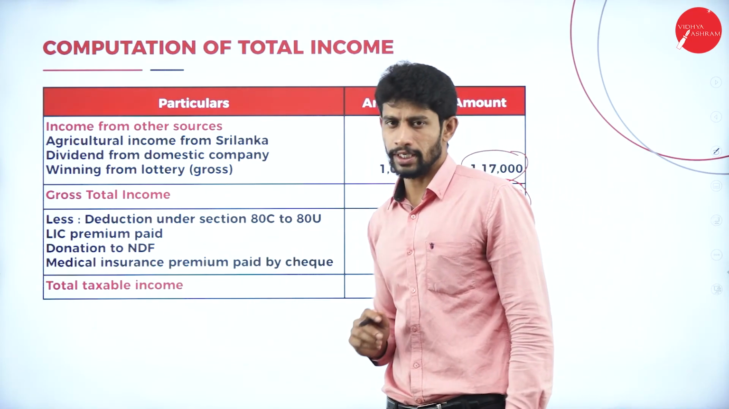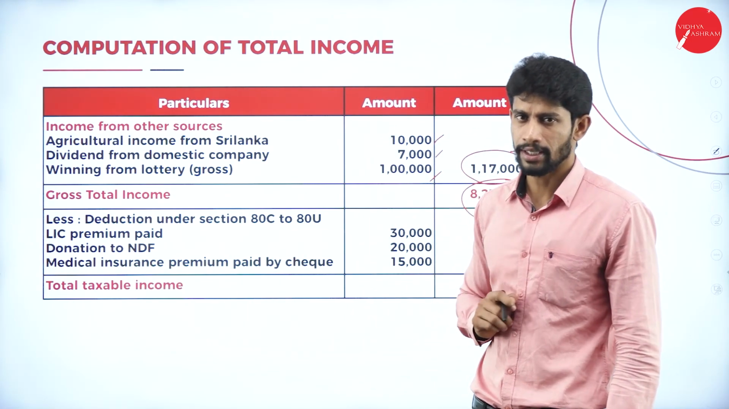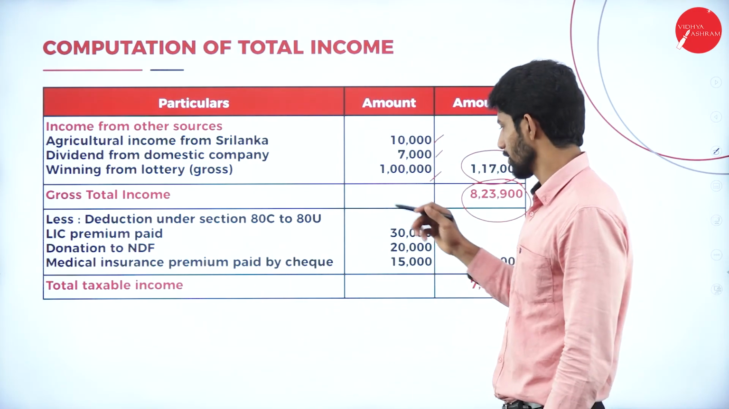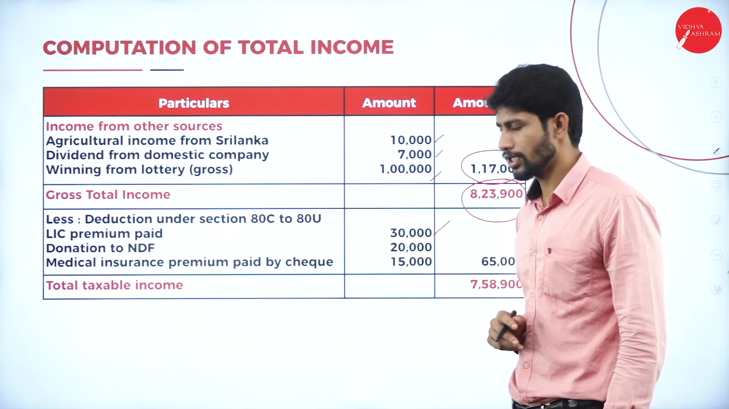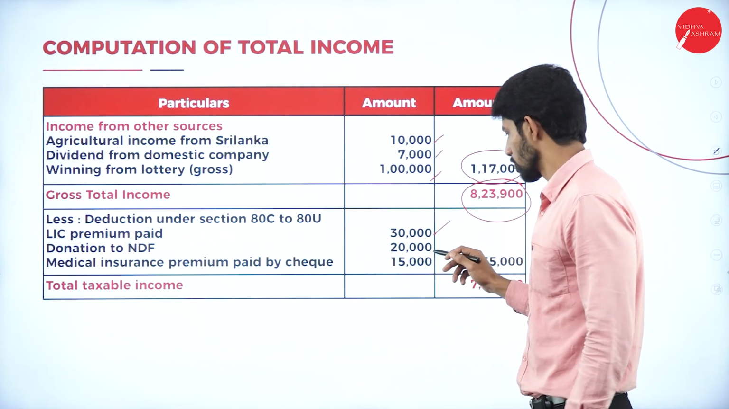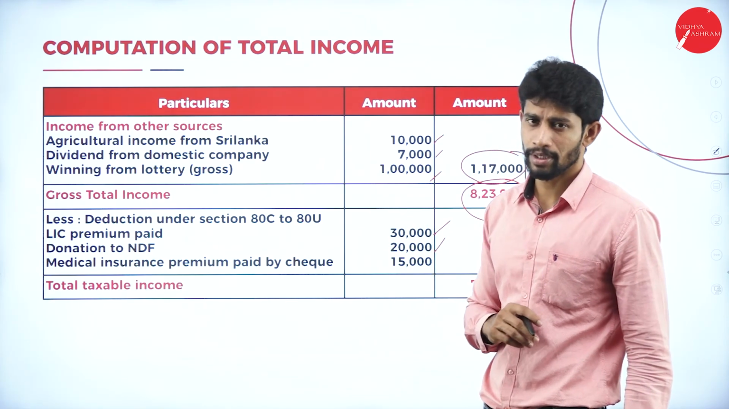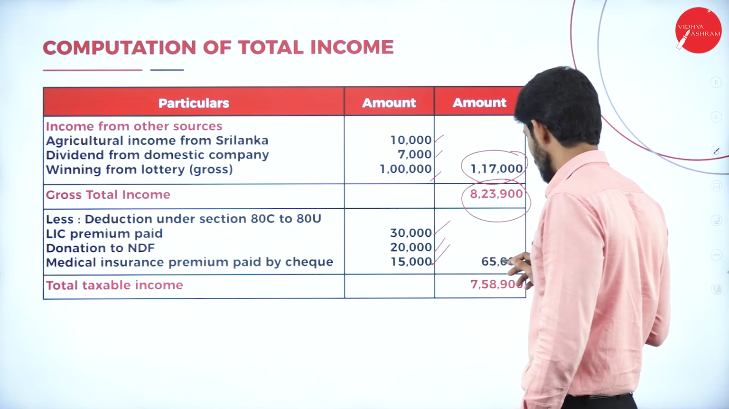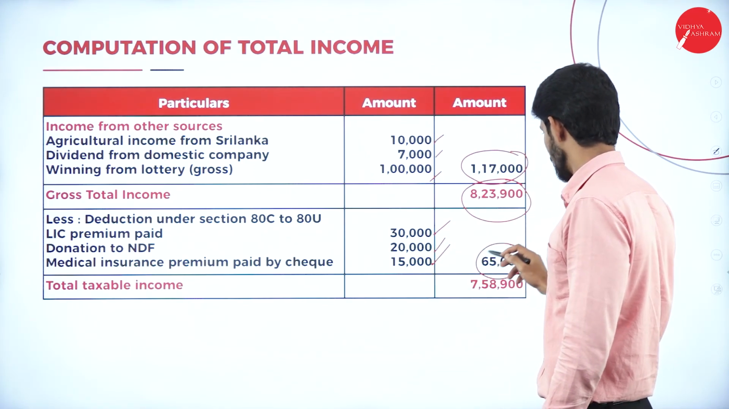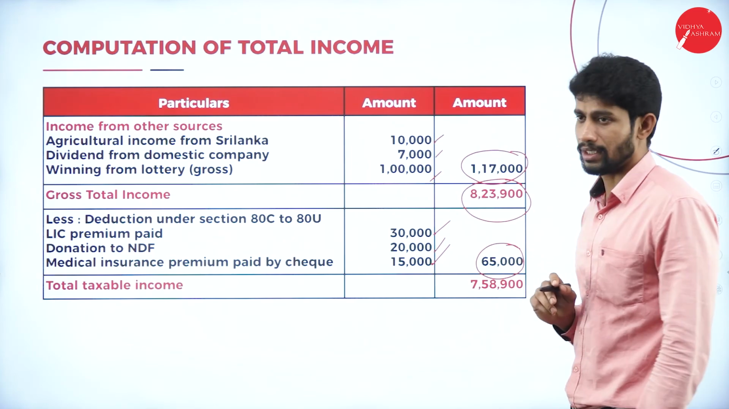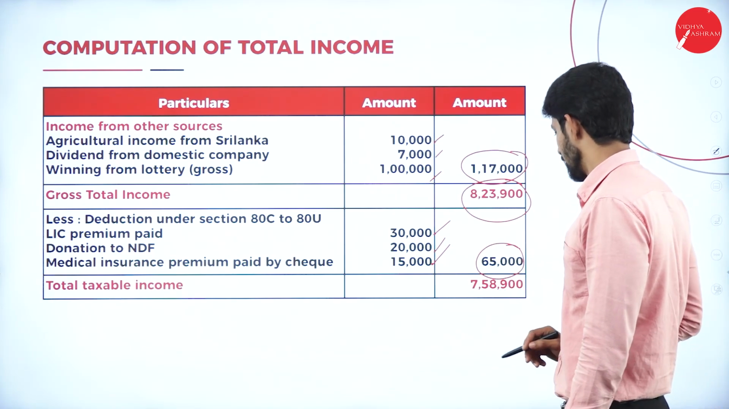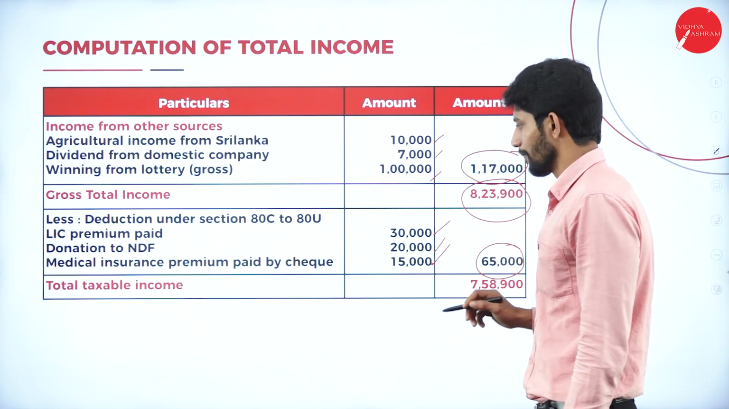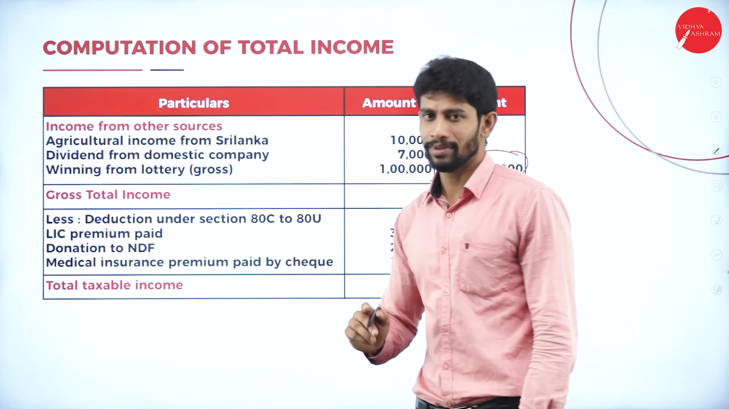So from gross total income less deduction under section 80C to 80U. So LIC premium paid, it is given in the problem 30,000. Next donation to NDF, it is given in the problem rupees 20,000. Next medical insurance premium, it is given in the problem 15,000. So total the value you will get 65,000. So deduct the 65,000 from 8,23,900. You will get 7,58,900. This value is called total taxable income.